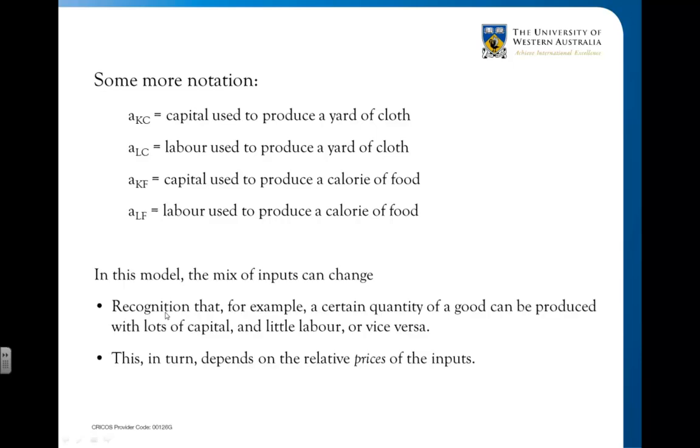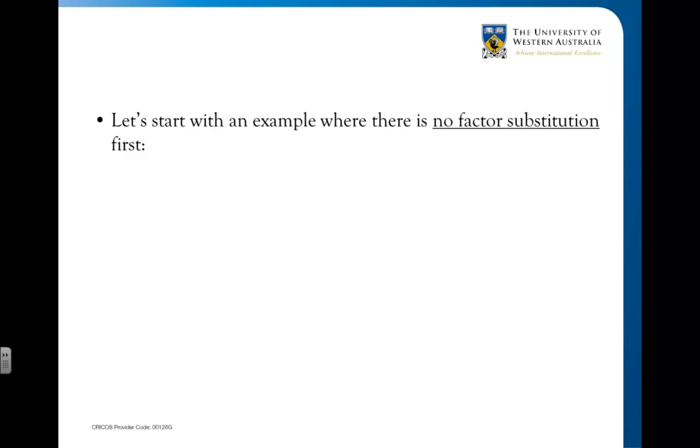So in this model, the mix of inputs can change, and this again is a recognition that any particular good can be produced with a mix of inputs. You can use a lot of labour and a little capital to produce a good, or alternatively a lot of capital and a little labour. And this is ultimately where we are going in terms of this model, but actually we're not going to start quite there just yet, okay? And we will look at how countries use their mix of inputs. But at the moment, to make things simple, when we're just introducing this model, we're actually going to assume no factor substitution.